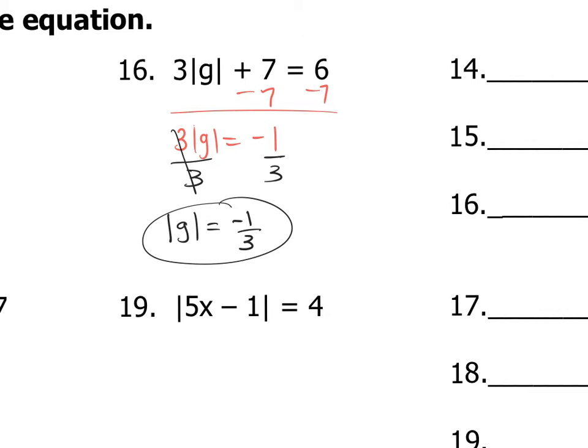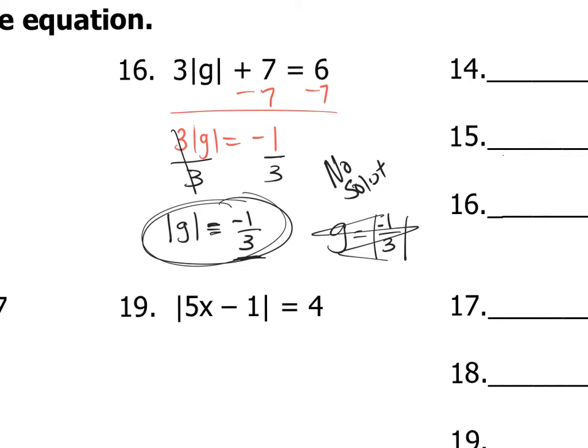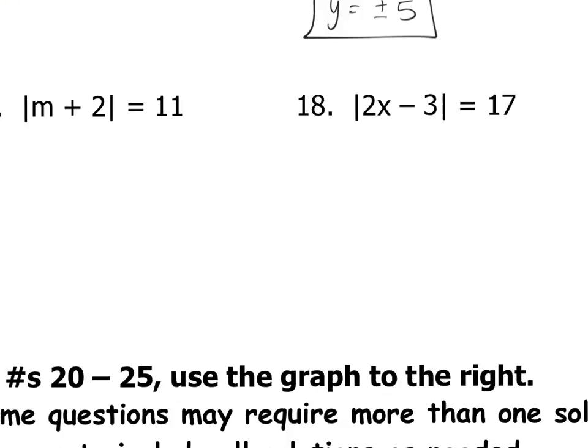I think this is a big problem because, what could g be so that the absolute value of it is 1/3? Like if g equaled 1/3, the absolute value would equal positive 1/3, not negative. Well, if g equaled negative 1/3, the absolute value of it would be positive and not negative. So therefore, I think we have a big issue. I think that this is a no solution. Again, it is a no solution because there is no such number that I could put in the absolute value and get negative 1/3 for the answer.